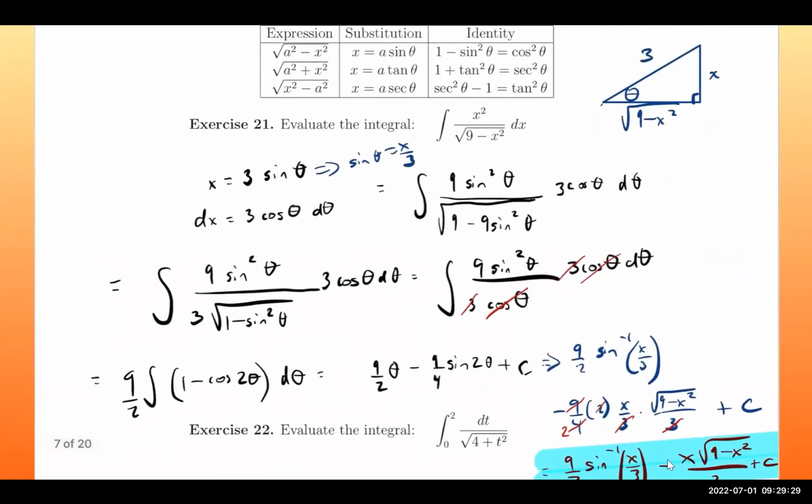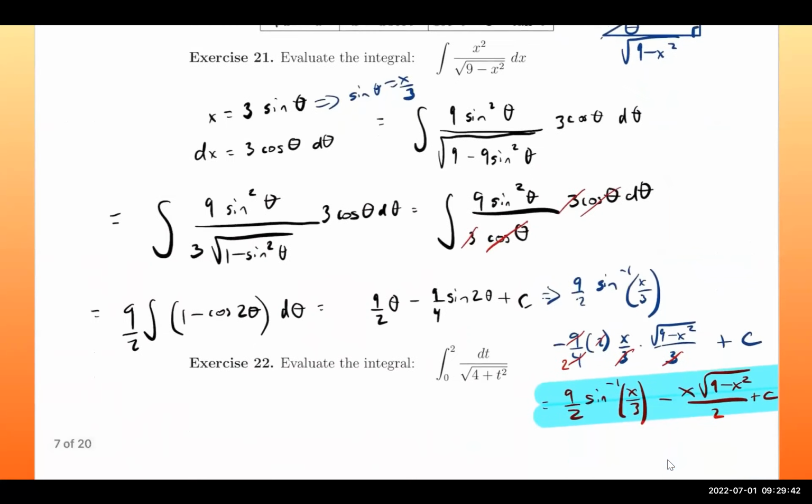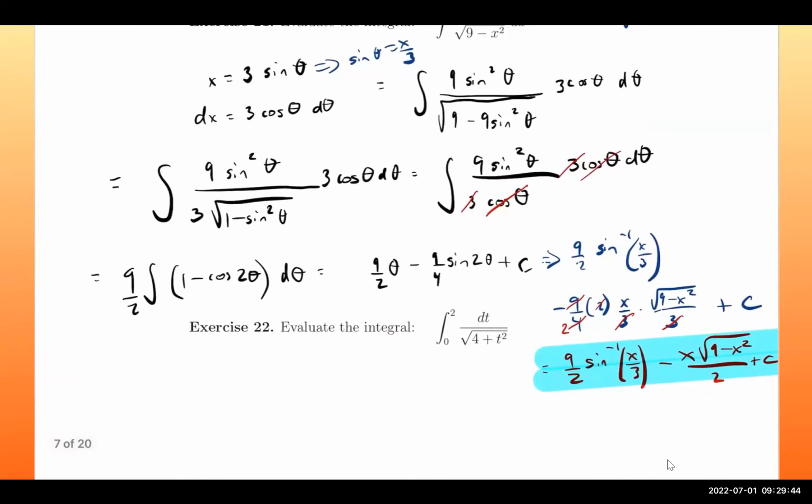Now let's move on to the next problem. So once again, refer to the table up above to see what your substitution should be. Notice that it's in the form of radical 4 plus t squared, which would be constant plus variable squared, which would be the middle one. So that means our substitution needs to be x equals a tan. So x equals 2 tangent theta. So 2 because this is your a squared, and so the square root of 4 is 2.